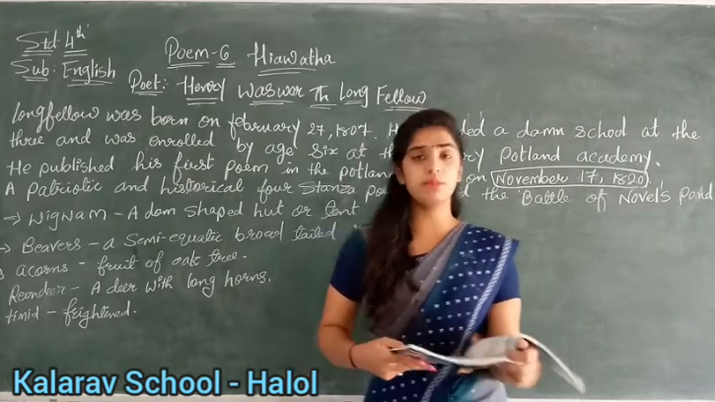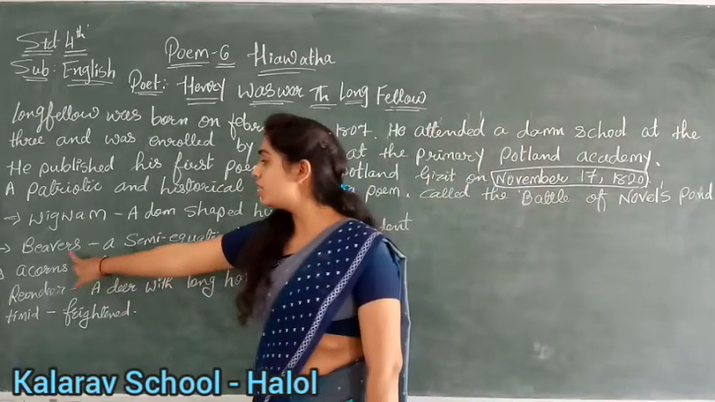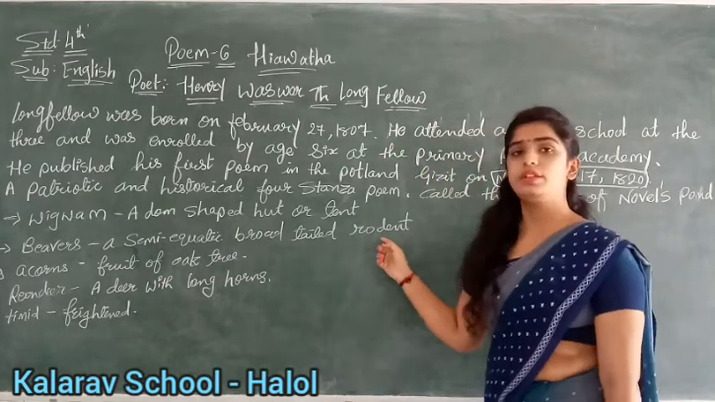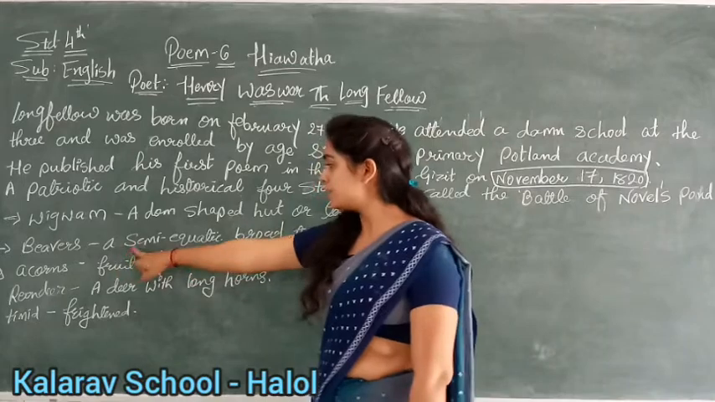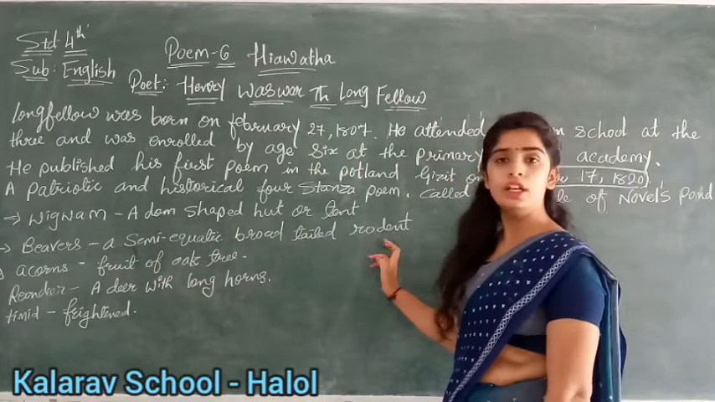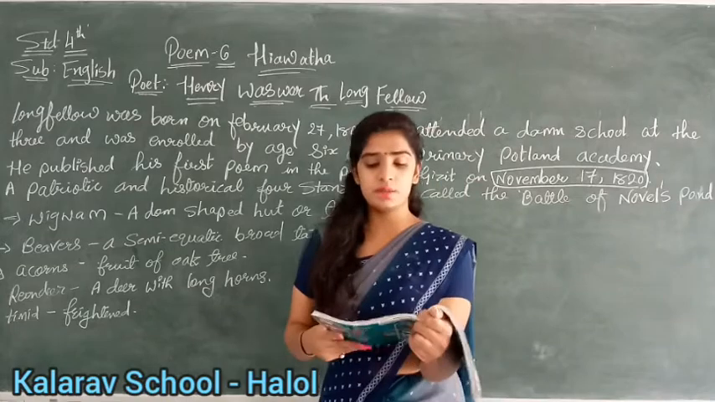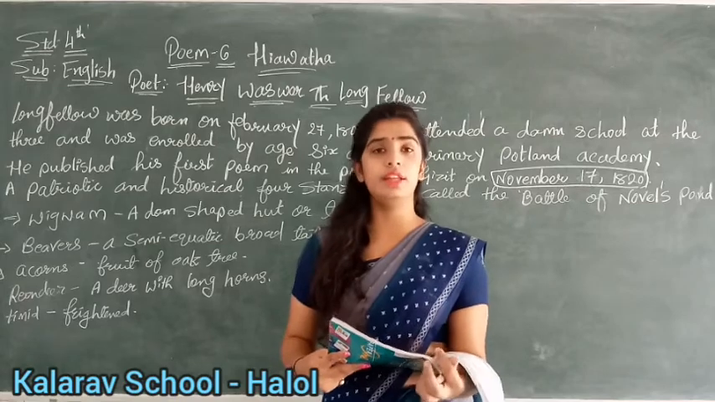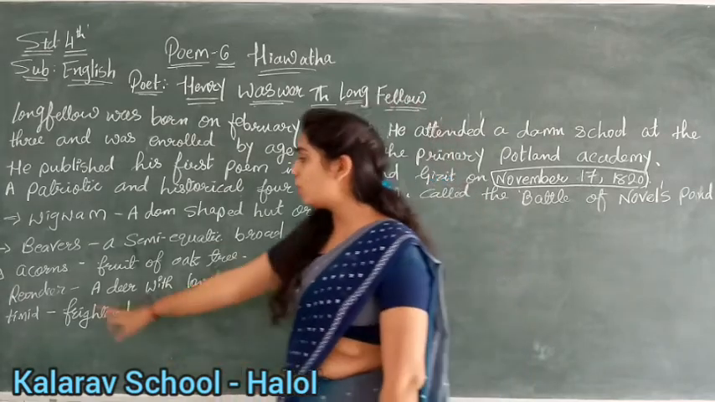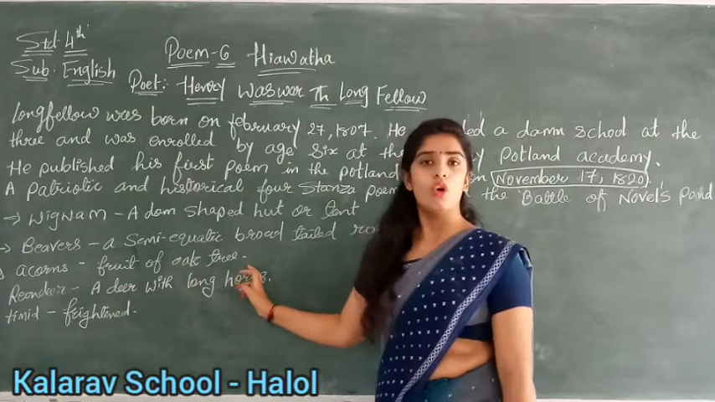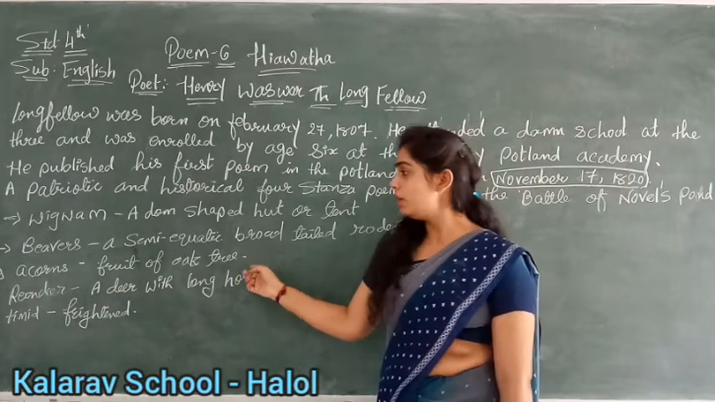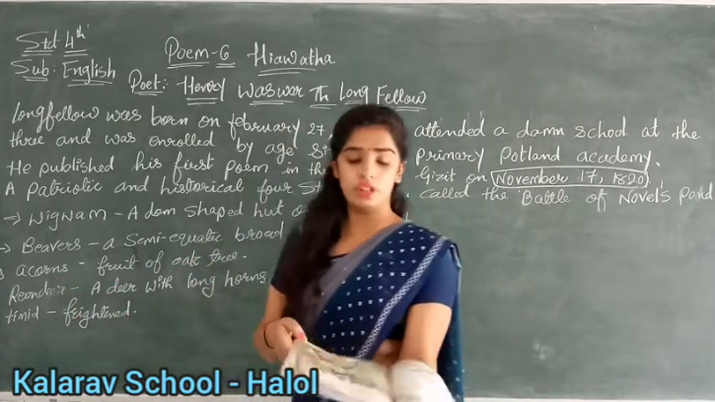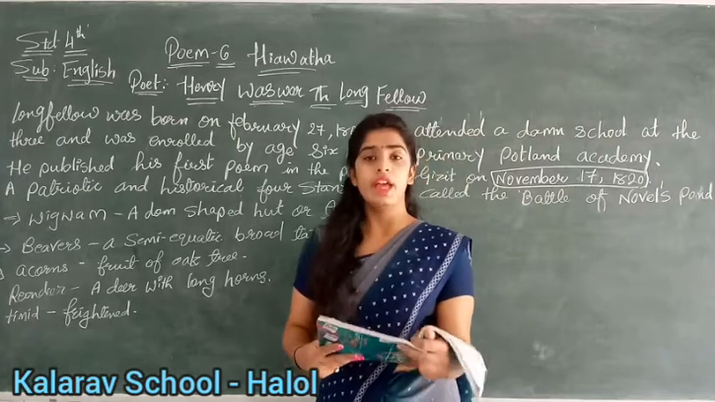What is the meaning of beavers? A beaver is a semi-aquatic broad-tailed rodent. And lodges means houses: how they built their houses and where the squirrel hid the acorns. What is the meaning of acorn? An acorn is the fruit of an oak tree. Have you seen an oak tree, children? The fruit of an oak tree is known as an acorn. So, the squirrel hid their acorns.